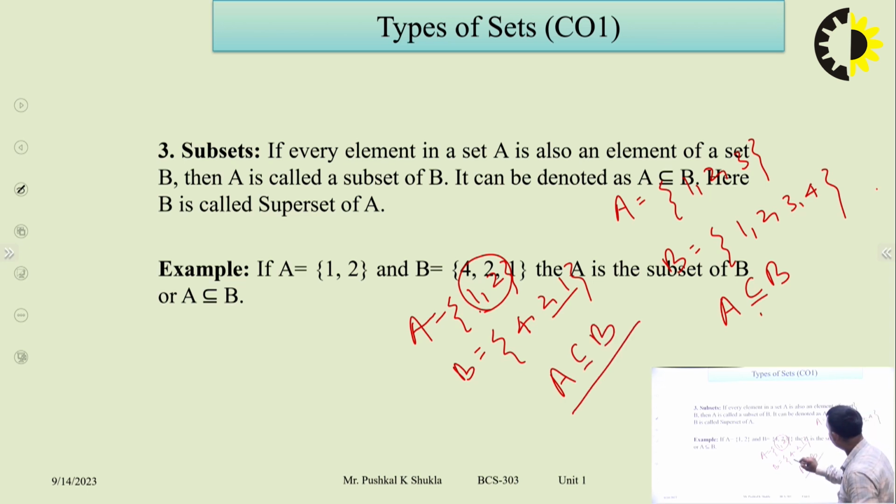Here elements of a set are unordered, so it does not matter actually. So ordering is not important and repetition of an element is also not important, right? We can count it only once in a set.